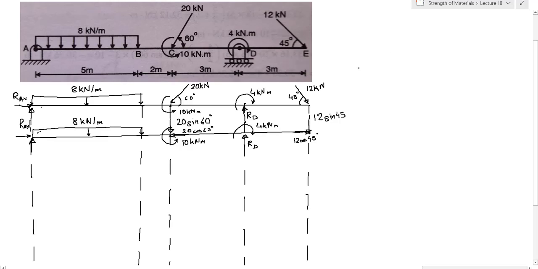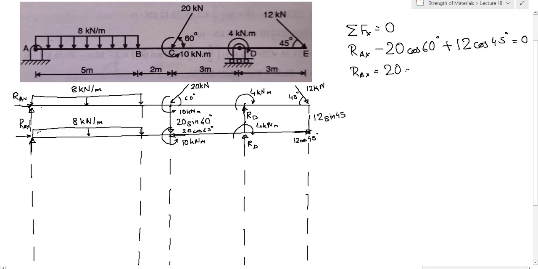Now we have to calculate the values of these unknown forces, right? RAY, RAX and RD. So we can do summation Fx equal to 0. What are the forces in x direction? First of all, there is RAX, which is in positive direction. Then we have negative 20 cos 60, and then we have positive 12 cos 45, and all this is equal to 0. So RAX will be 20 cos 60 minus 12 cos 45.